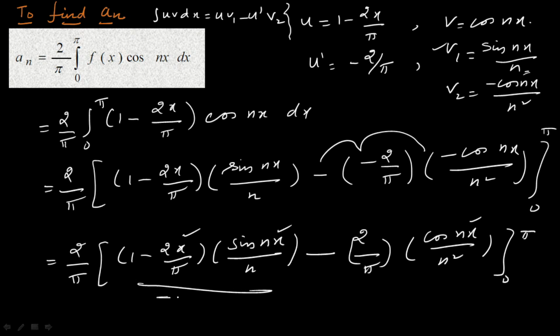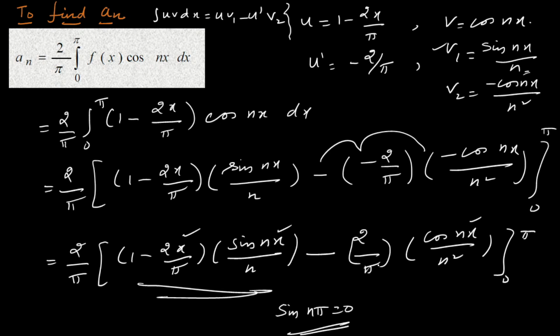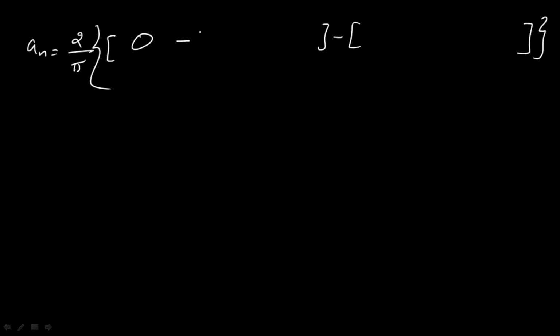In the first term, look at here, that is sin n pi. You know the value of sin n pi. What is the value of sin n pi? The value of sin n pi is 0. So sin n pi 0 means the entire first term becomes 0 for substituting pi, isn't it? Minus 2 by pi cos n pi. You know the value of cos n pi. What is the value of cos n pi? Minus 1 whole power n. So you have minus of 2 by pi, minus 1 whole power n divided by n square.